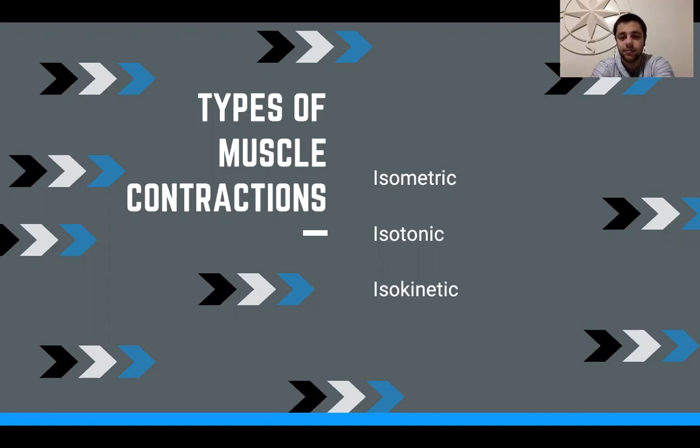Isokinetic, let me go back to isotonic here for a second. So isotonic, using barbells, dumbbells, kettlebells, anything where the load or the resistance is staying the same, that's going to be an example of isotonic muscle contractions.